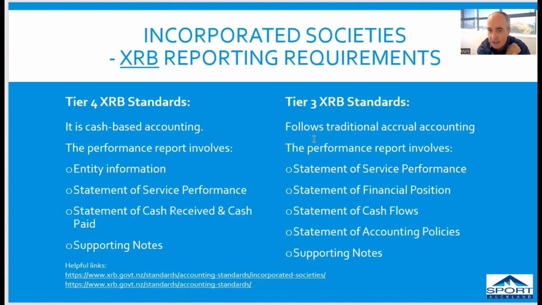Under tier 3, you can use accrual accounting. That's where money has been earned but not yet received, or money has been allocated for expenditure but not yet spent. So if a bill was incurred before the end of the financial year but not paid until after the financial year, we would still recognise it. A little more detail in those reports: the statement of service performance, the statement of financial position, cash flows, and then your policies disclosed as well.